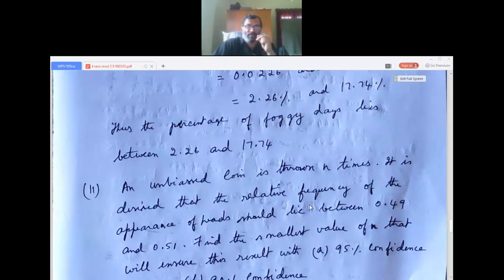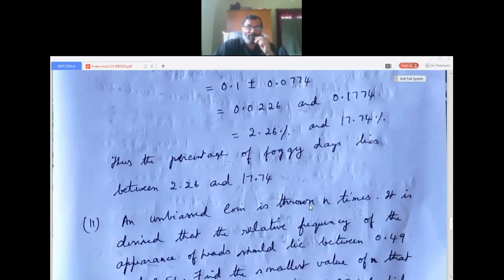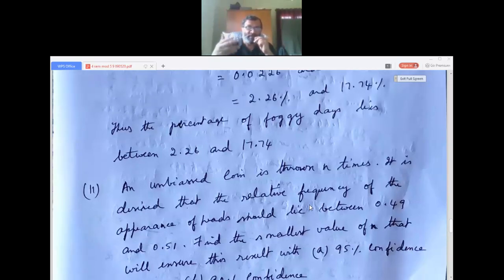Okay, next question. An unbiased coin is thrown n times. It is desired that the relative frequency of the appearance of heads should lie between 0.49 and 0.51. We'll see how to use it. Find the smallest value of n that will ensure this result.